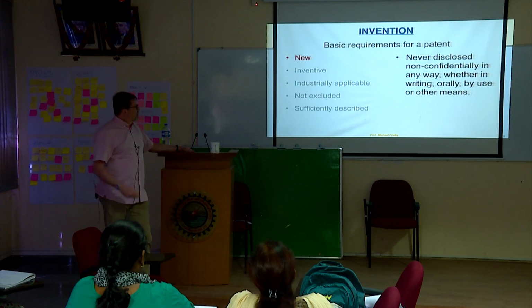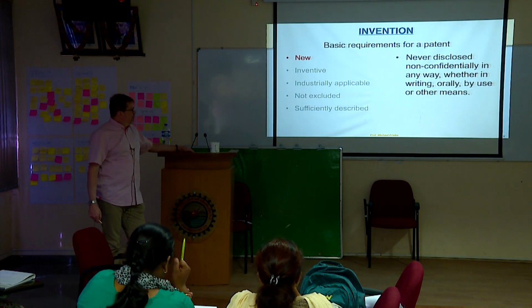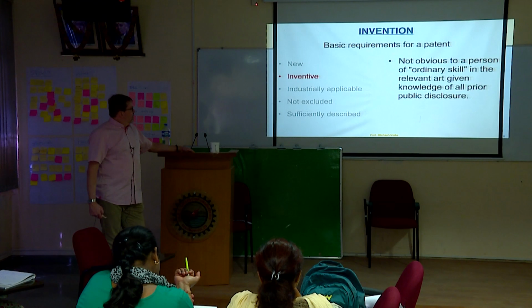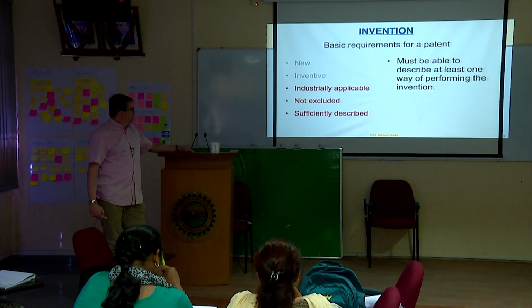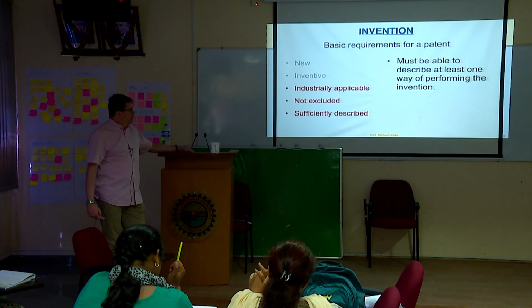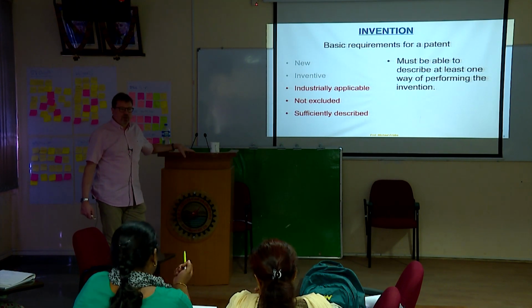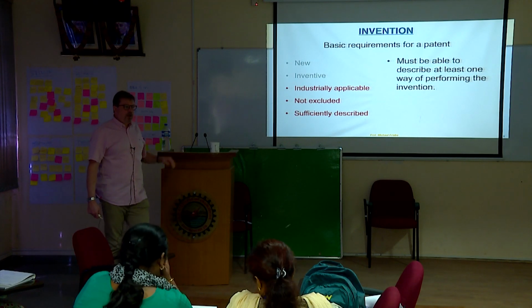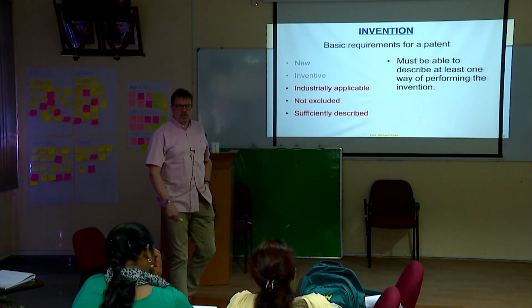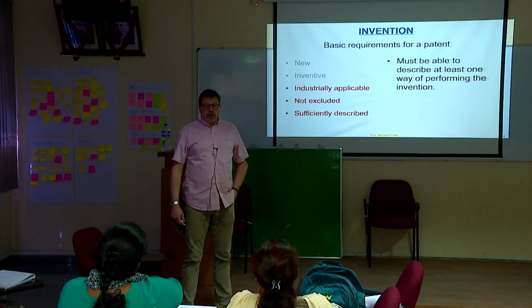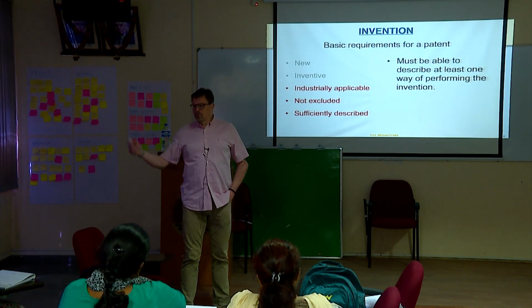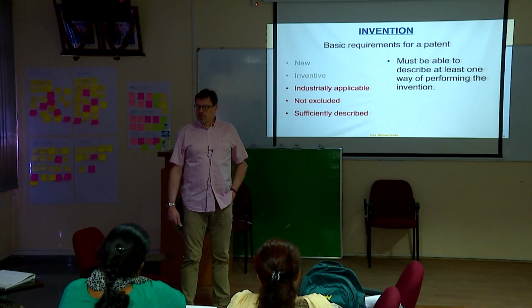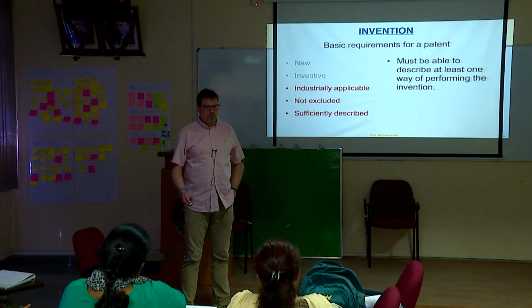Okay, so just a little bit details on that one. New means never disclosed. Inventive means not obvious to a person of ordinary skill in the relevant art. Industrial applicable means you must be able to describe at least one way of performing the invention. So you cannot just come up with a completely hypothetical and visionary approach that is not manufacturable, like having a rocket flying to outer space without actually describing how you would make it. This would not work. This would not be considered a patent.